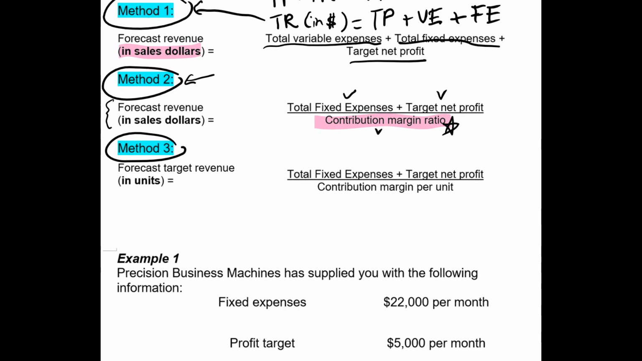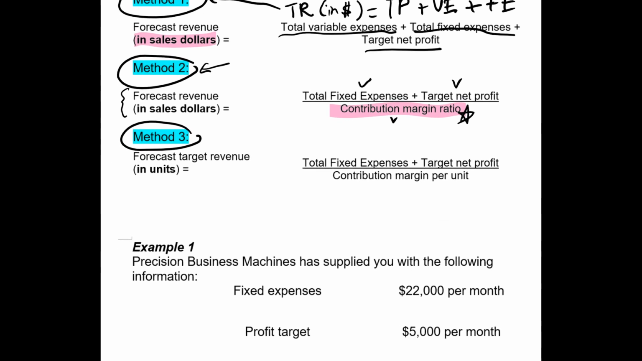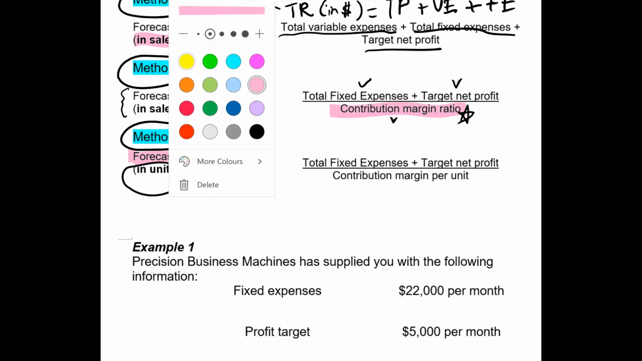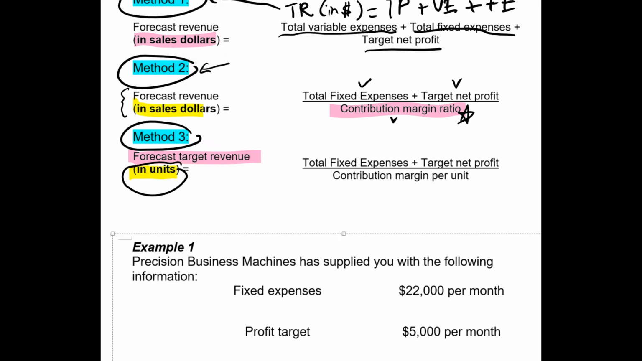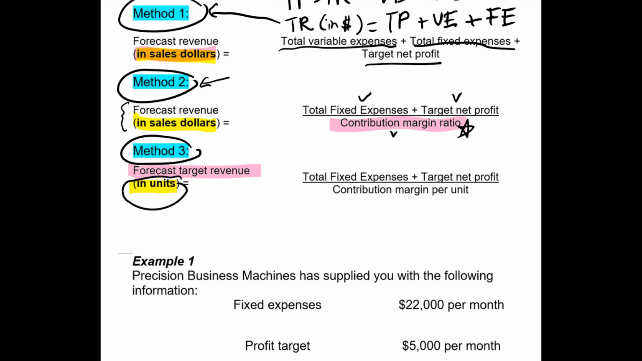Okay, and next one will be the forecast target revenue in units. In units is different from the previous two, because the previous two methods are in sales dollars, but method 3 is in units. So how to get this forecast target revenue in units? You have to take your fixed expenses plus your target net profit divided by contribution margin per unit. So at the end of the day, you will calculate how many units you need to sell in order to achieve this target revenue.